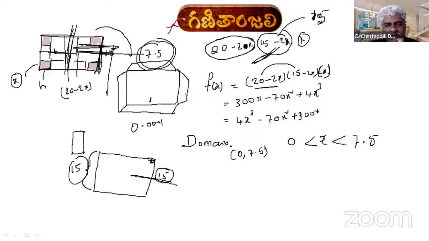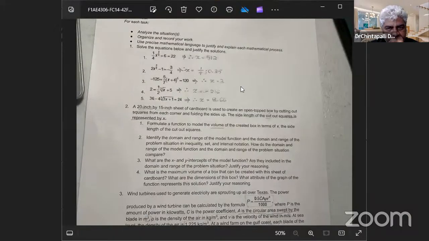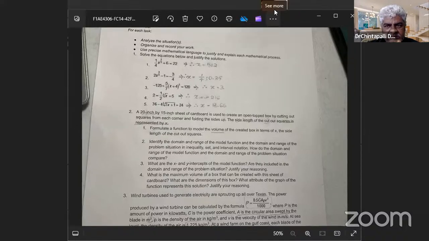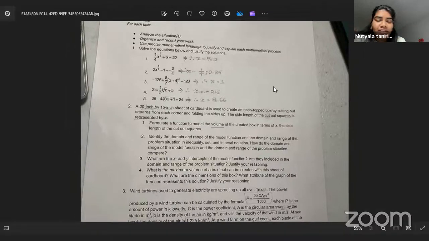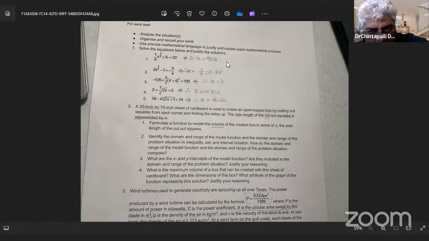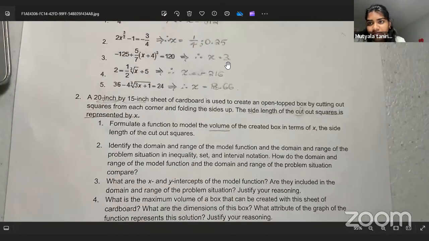Next, what is asked there? Range is also asked. How do I magnify this? Control plus. Okay. First, formulate a function. It's done.